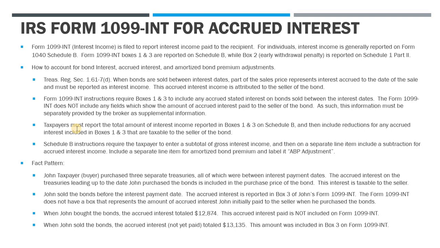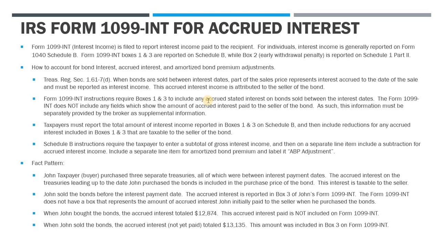So what do we do with bond interest income? Under the regulations, when bonds are sold between interest dates, part of that sales price is going to include the amount of interest that is accruing up until the date of sale. So if you buy a bond between the payment dates, the purchase price is increased by however much interest has accrued on the note. It makes sense. Now, the accrued interest when you buy the bond is not taxable to you. It's taxable to the seller of the bond. And that's where this adjustment comes into play.